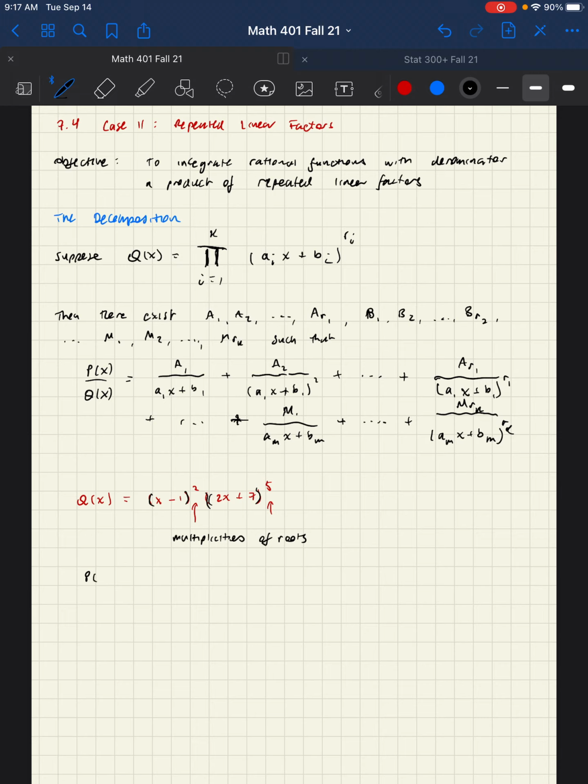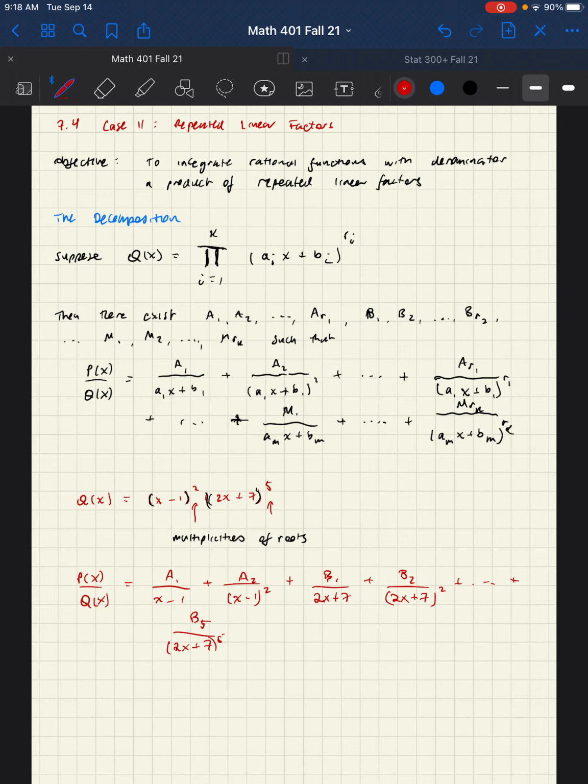So that means that our corresponding p of x over q of x is going to have the form a sub 1 over x minus 1 plus a sub 2 over x minus 1 squared plus b sub 1 over 2x plus 7 plus b sub 2 over 2x plus 7 squared, and so on until the last one is going to be b sub 5 over 2x plus 7 to the 5th power. Okay, does that make sense?